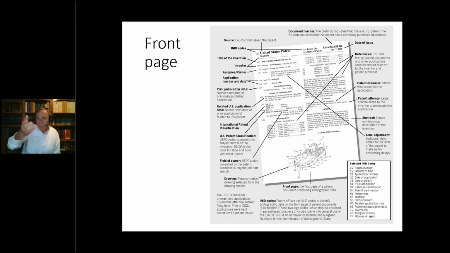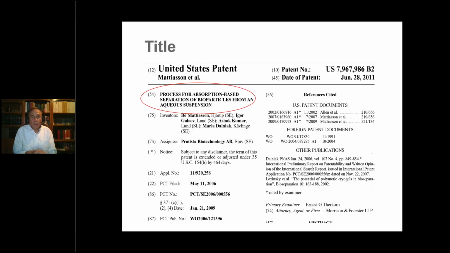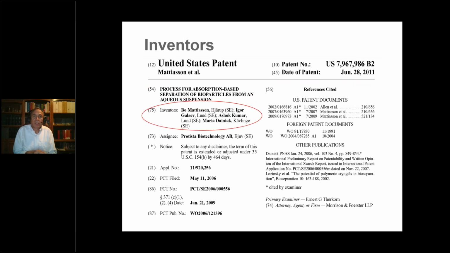So here we see a little representation of a patent for a crock. So this is a patent we're going to look at today. This is US Patent 7967986 B2. We know that the B tells us that it's a granted patent, and we see the date of the patent below that was June 28th, 2011. So here we see the title, Process for Absorption-Based Separation of Bioparticles from an Aqueous Suspension. Good title.